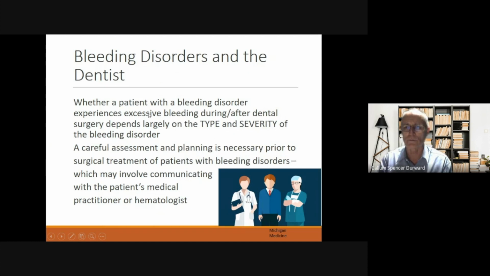Whether a patient with a bleeding disorder experiences excessive bleeding during or after dental surgery depends largely on the type and severity of the bleeding disorder. A careful assessment and planning is necessary prior to surgical treatment of patients with bleeding disorders, and this may involve communicating with the patient's medical practitioner or hematologist.